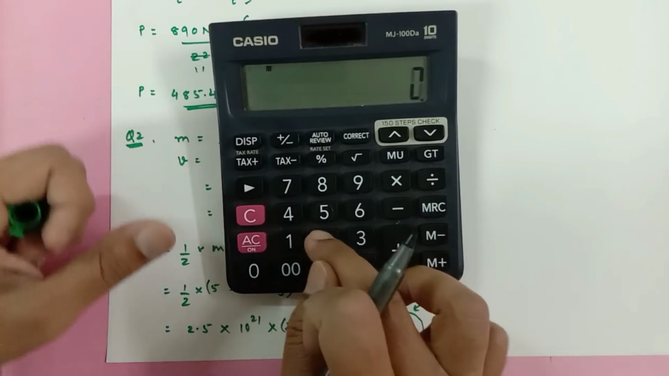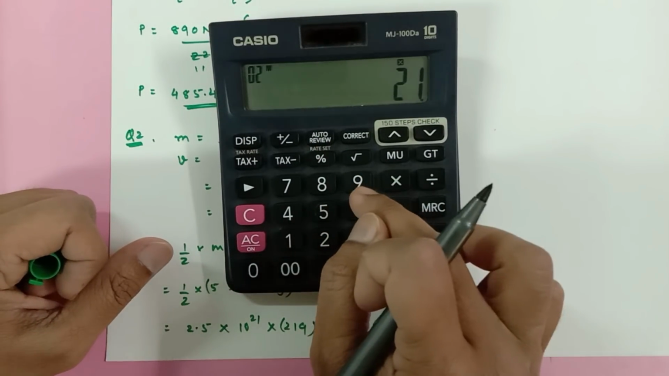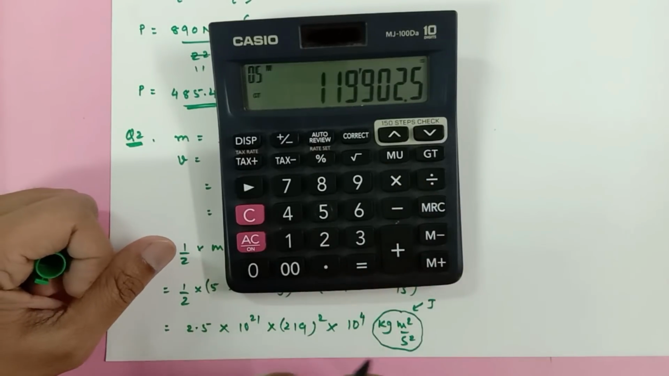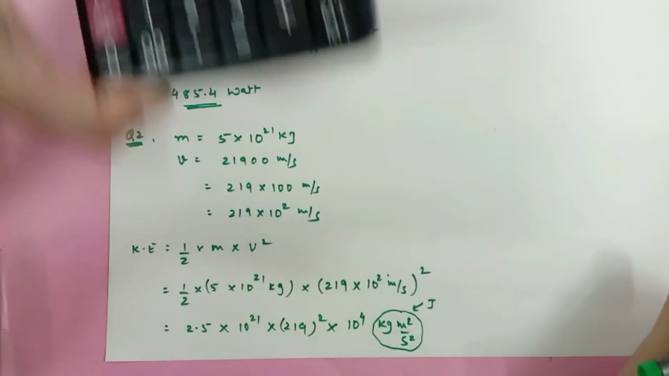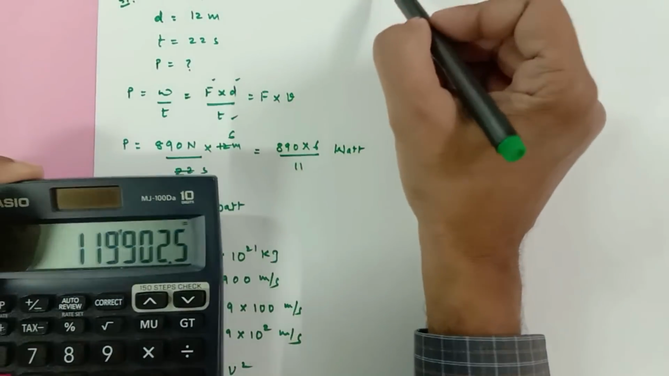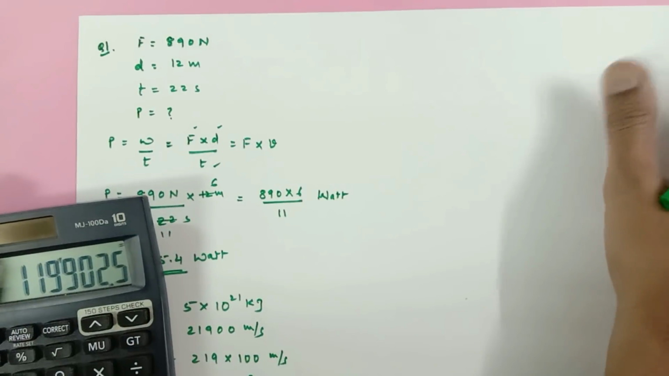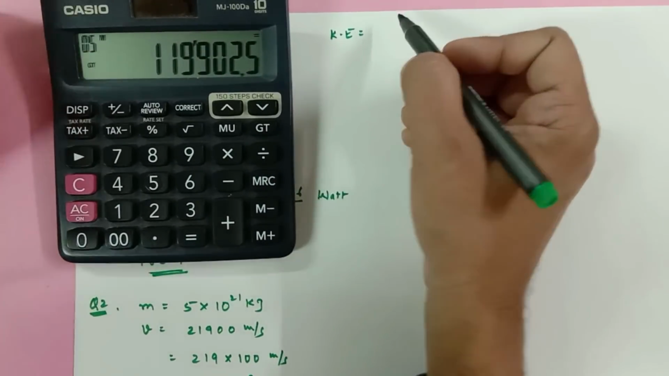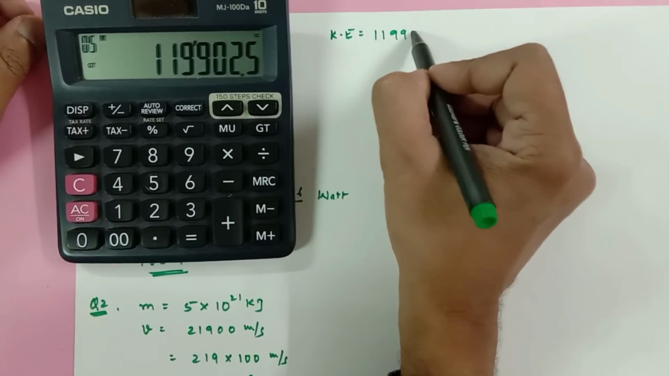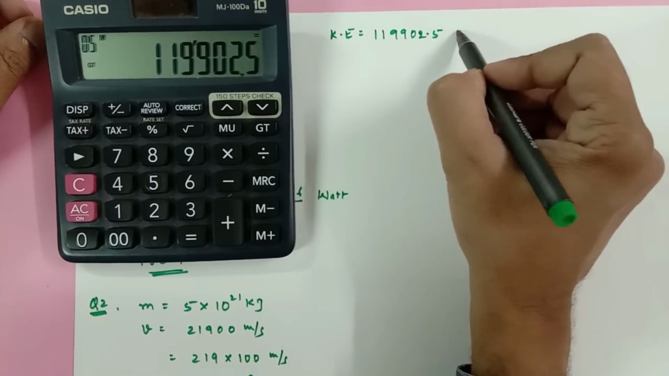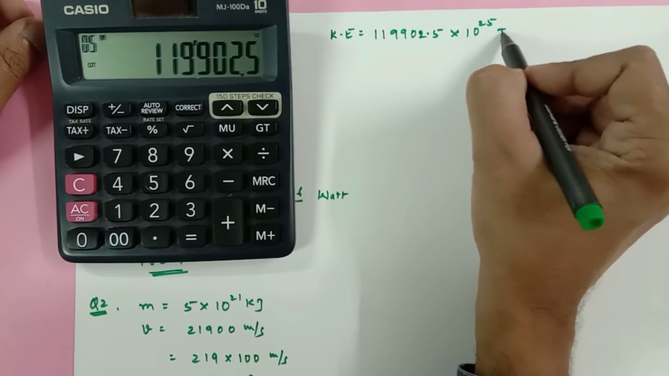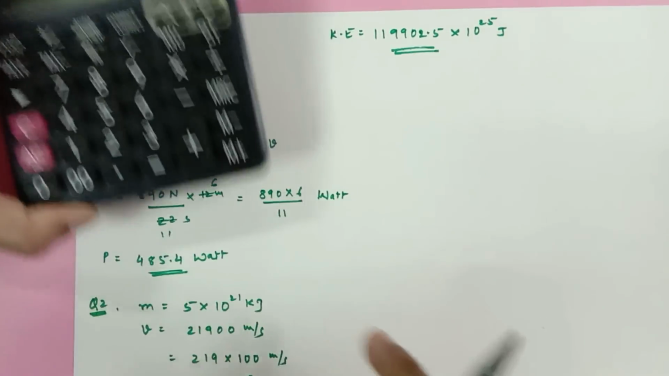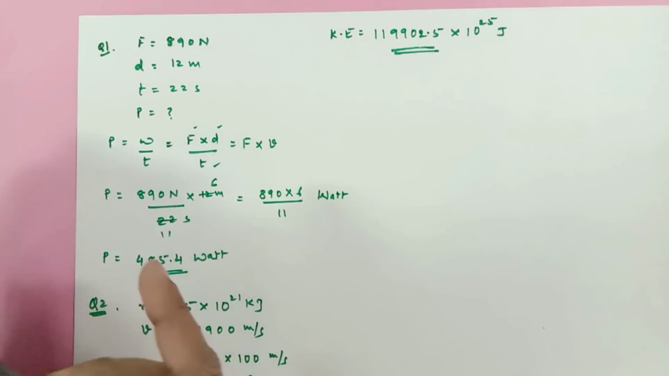So 219 multiplied by 219 multiplied by 2.5 is this. So my answer would be kinetic energy, KE, equal to 119902.5 into 10 raised to 25 joule. This is our answer, people. Right? Now let's move on to the third problem.